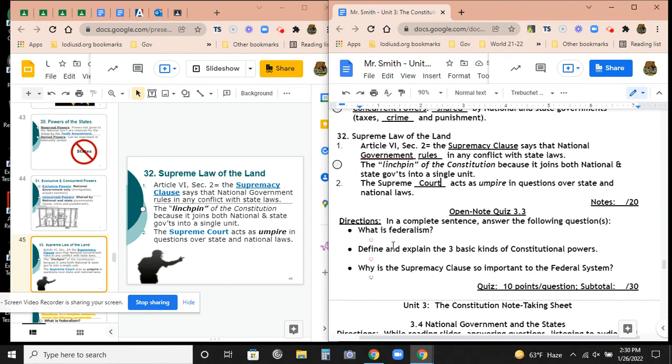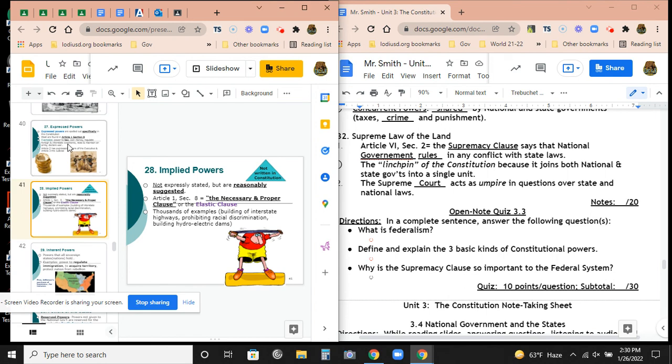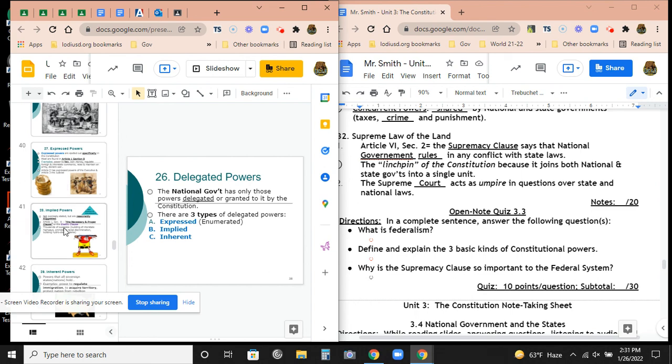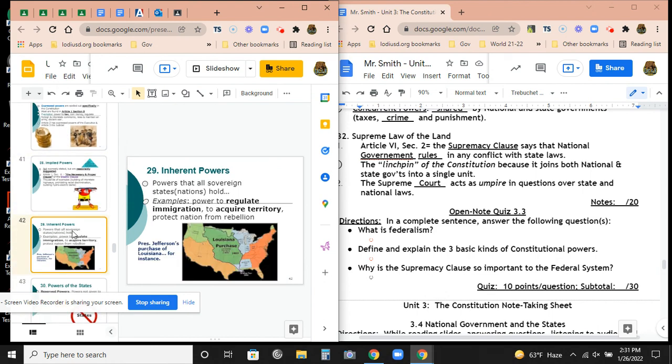What is federalism? I'm going to just read through the answers. I'm not typing anything for you. Make sure you write it in the form of a sentence, whether I say it as a sentence or not. Federalism is the division of power between the federal government and the state government. Define it and explain the three basic kinds of constitutional powers. The three basic kinds of constitutional powers are express, meaning they're listed in the Constitution; implied, inferred, mostly from the necessary and proper clause, which is listed; and inherent, something that every government needs to do, which typically means immigration and territory.